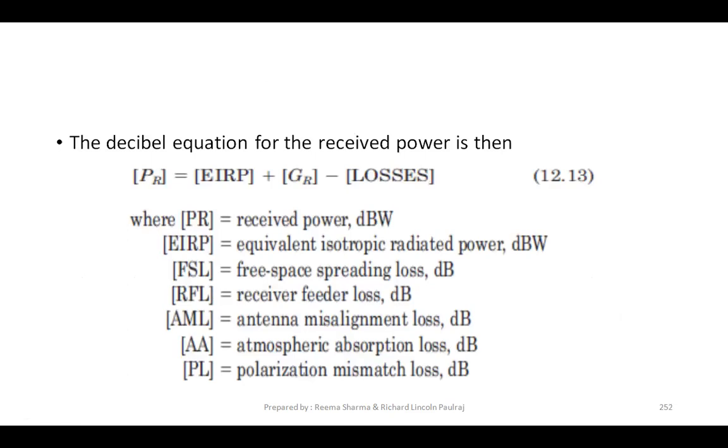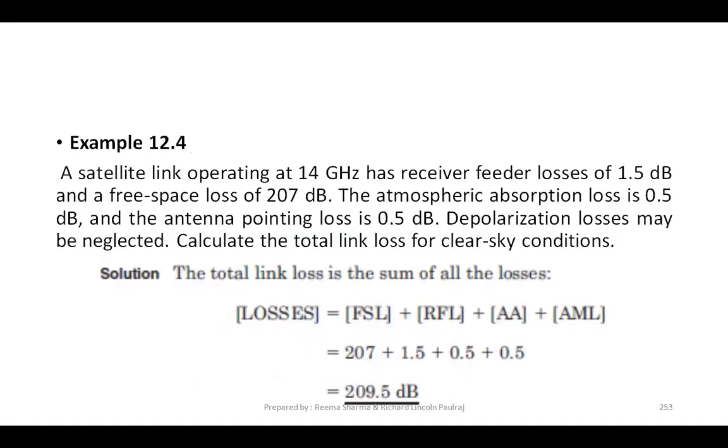Here you can see all the abbreviations I have put for the benefit of all of you, where PR is your received power, EIRP is in dB watts, then free space loss, receiver feeder loss, your misalignment loss, atmospheric loss, and polarization loss. All these are to be taken as complete loss.